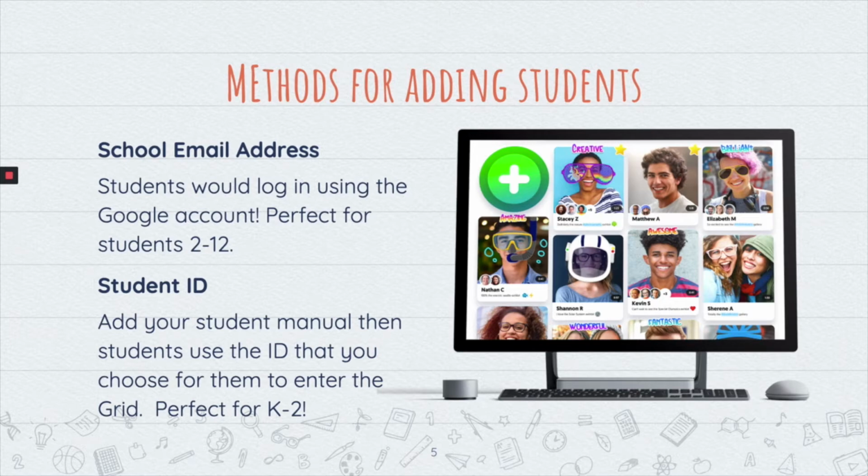You also have the option to add students by student ID. What this does is you as a teacher manually go in and create these student IDs, and then you will obviously tell your students their username and their password, and then they can log into Flipgrid that way. Again, this would be great for kids K through 2, because they don't know their email address, and chances are typing in their email address and their school-issued password is going to be significantly more work than typing in a short ID that you create for them and a generic password.